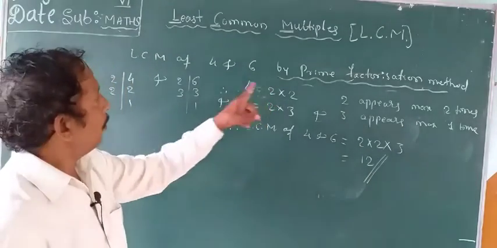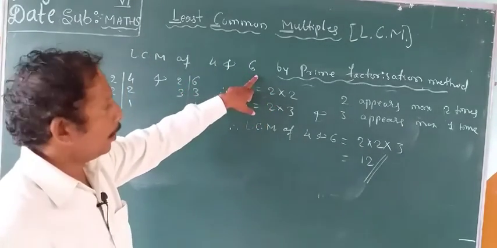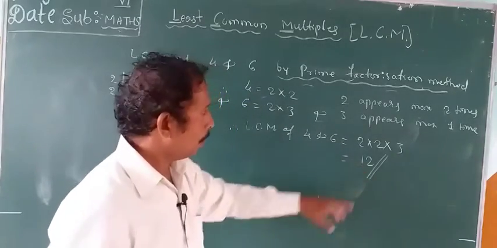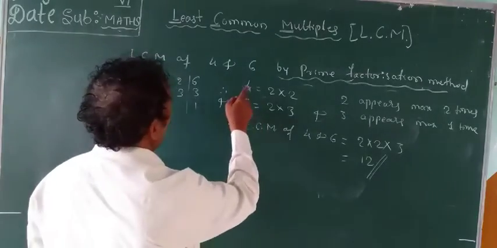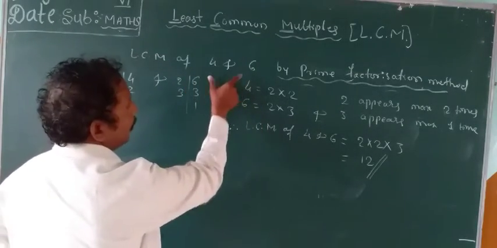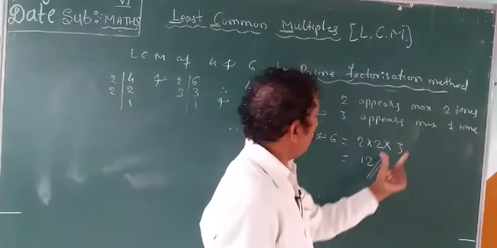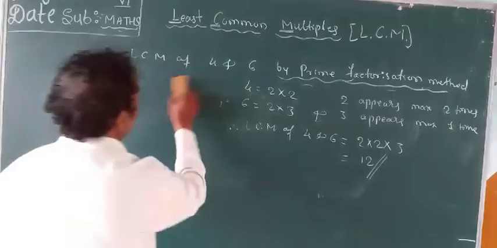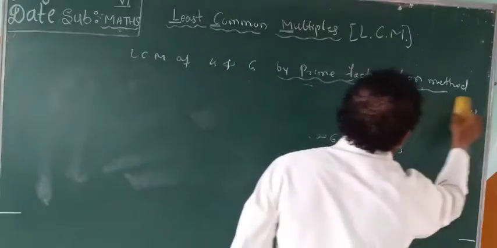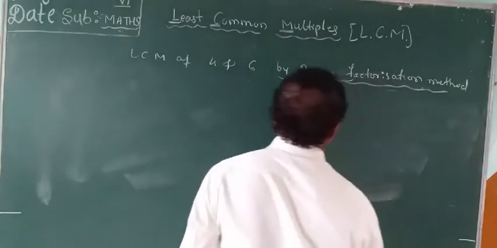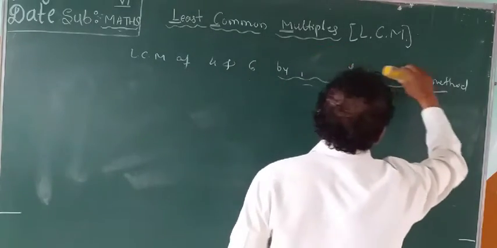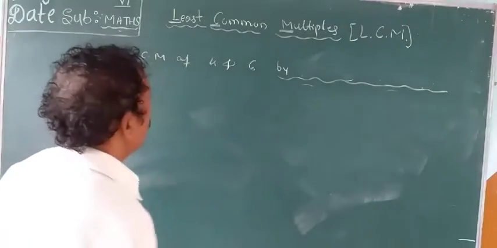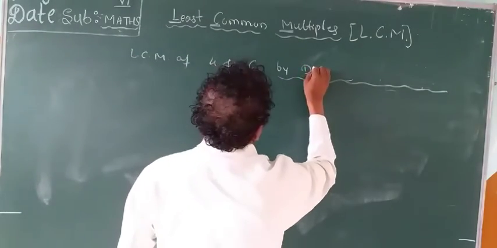By collecting all the multiples of 4 and 6, the LCM of these two numbers was found to be 12. Now also the LCM of the same numbers 4 and 6 by the prime factorization method is also 12. Now the third method, that is the division method. LCM of 4 and 6 by the division method.